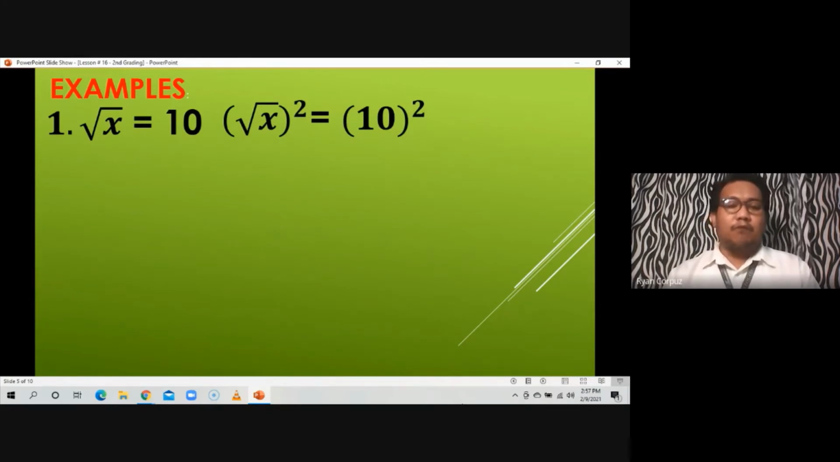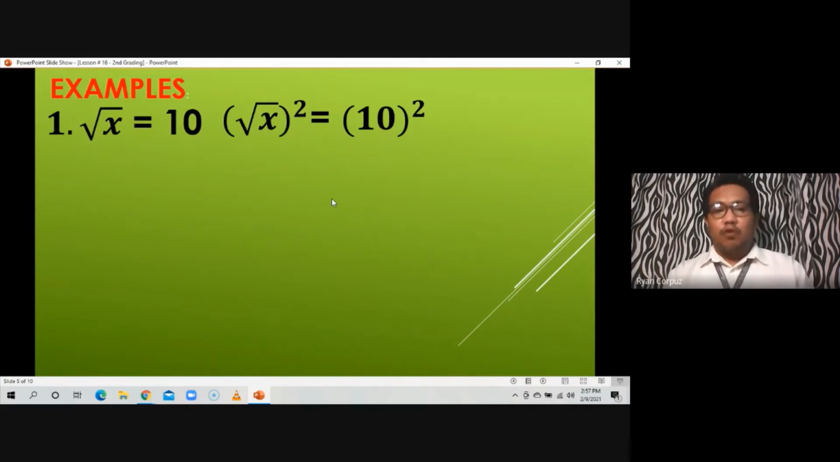The purpose of raising both sides of the equation by 2 is for us to remove this radical sign here with the application of the power law that we have discussed. And of course, we are raising it on both sides. We are also raising the other side of the equation because we are in an equation.